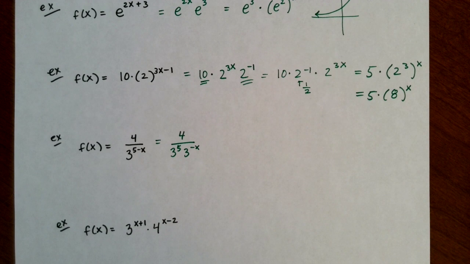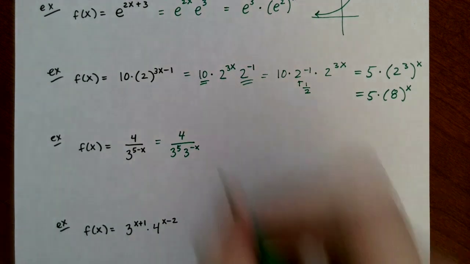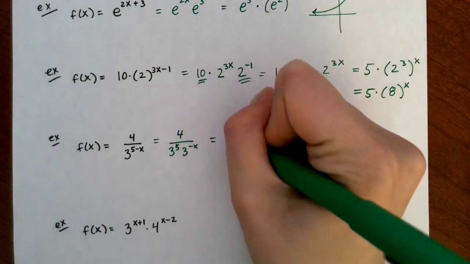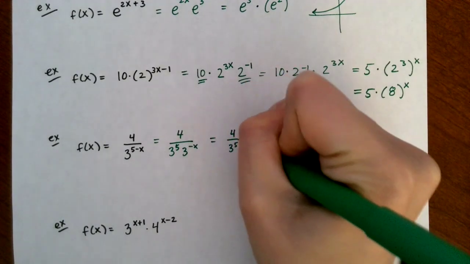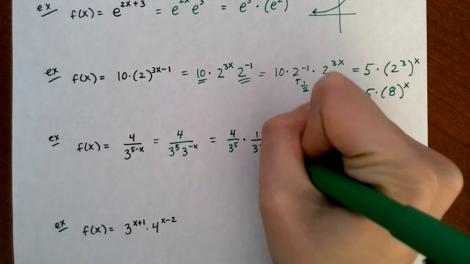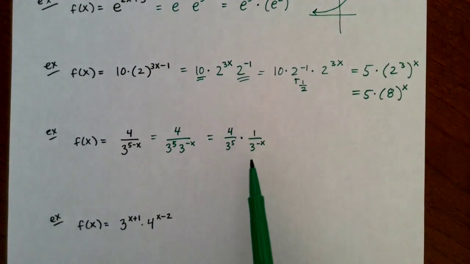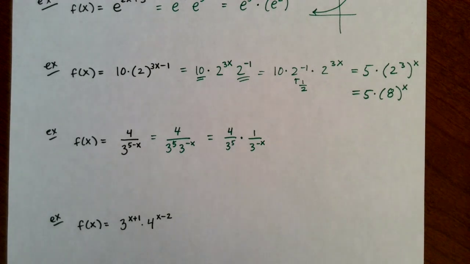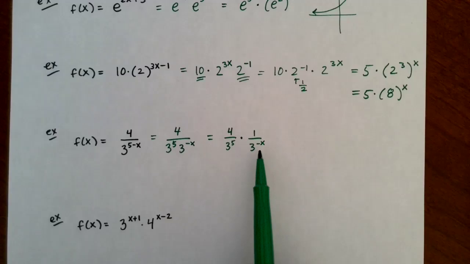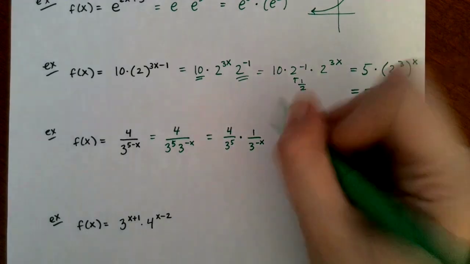The 4 and the 3 to the 5 don't have any x in them, so those are going to be the a. And then I have 1 over 3 to the negative x, and this is the part that I want to write as just something raised to the x power. I have a couple of options here. One thing I might do is, because this exponent is negative, rewrite this in its non-negative form to get that negative out of there.